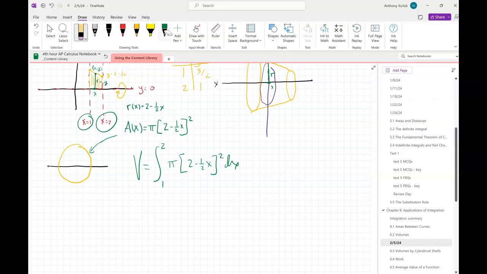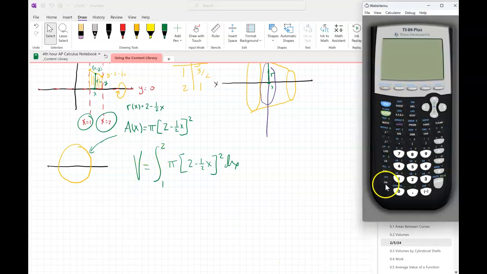Take out your calculator. Type this in. When I look this answer up in the back of the book, it is 19 pi over 12, which is approximately, I think, almost 5. Let me try it real quick. There you go. That's what you should get in your calculator if we've set this up correctly.